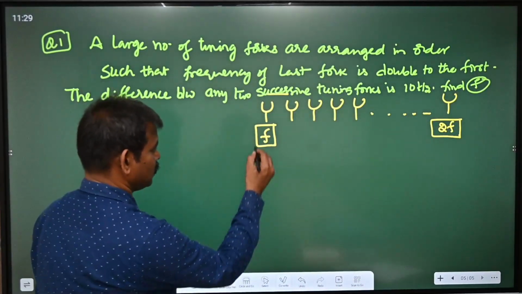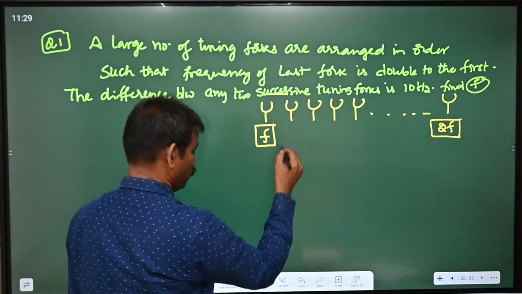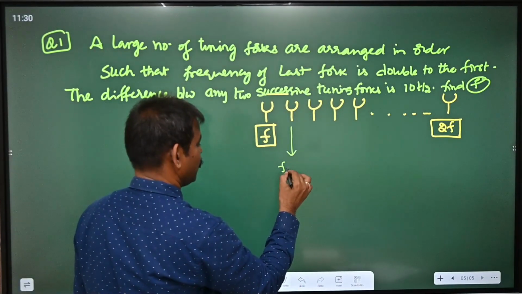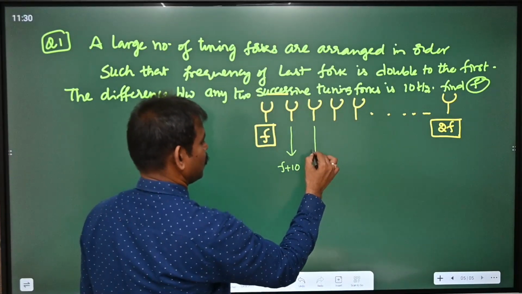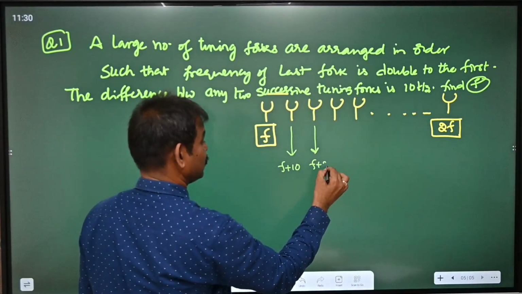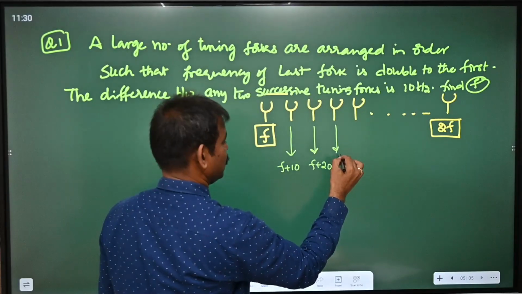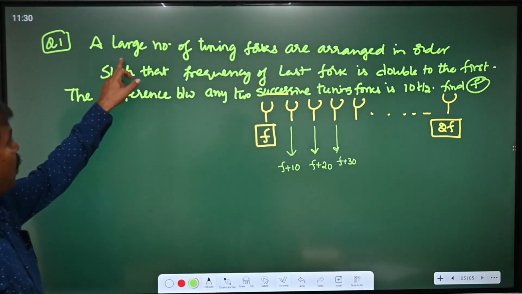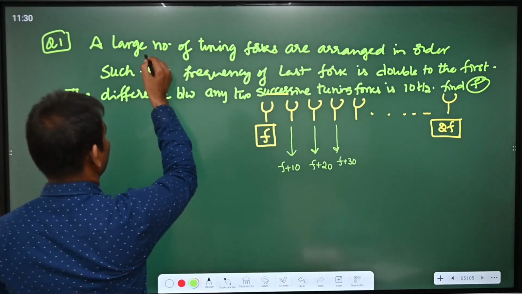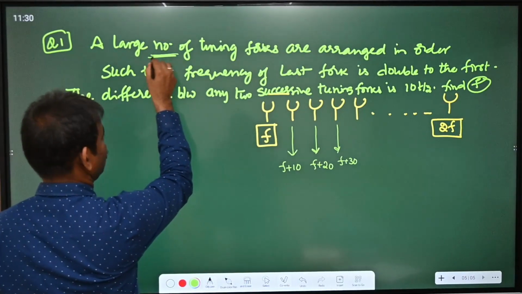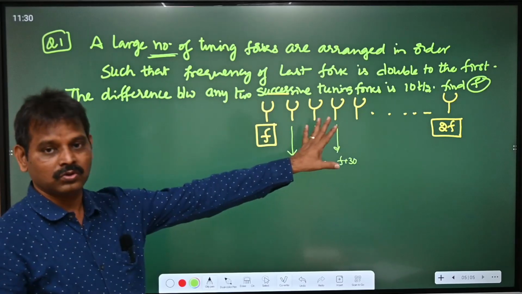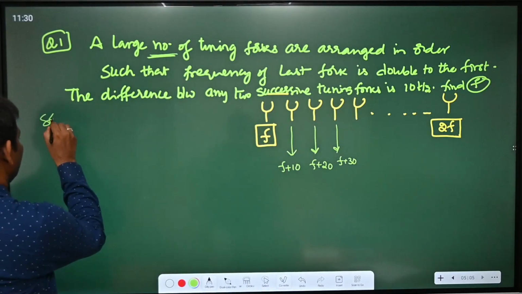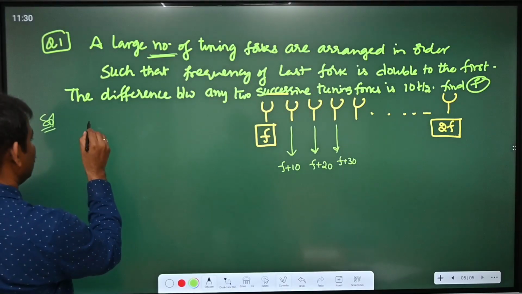Students, if you observe this one, the frequency of the first one is f. What is the frequency of the second one? Frequency of the second one is f plus 10. Third one is f plus 20. This one is f plus 30 and so on. So here there is a large number of tuning forks, and this number is not given in this question. If you observe this one, it is not given.